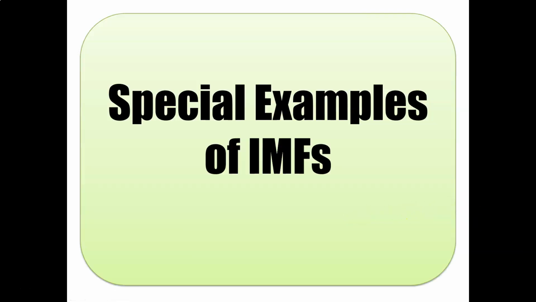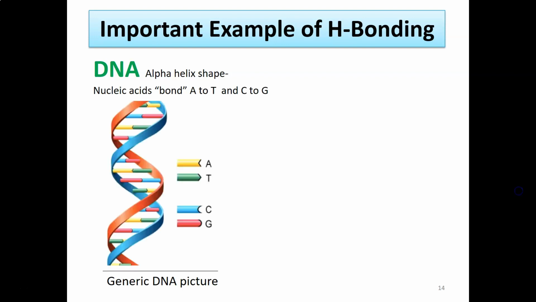I'm going to show you just two more special examples of IMFs that are related to biology that they want us to just make sure you don't forget about. And one of them is DNA. The reason why our DNA is able to unzip, if you remember, it's in that helix shape, and it has to unzip so that it can be replicated, right? It has to be copied over.